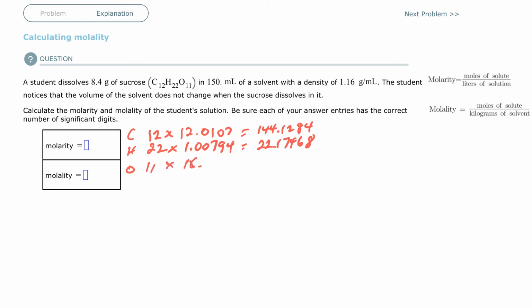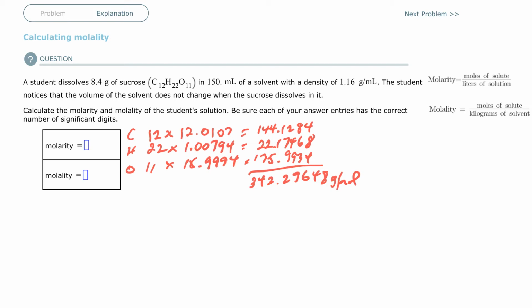And oxygen, I need 11. And it says it's 15.9994. That gives me 175.9934. Add those together, and I get 342.29648 grams per mole. Okay, so that's how much it weighs for 1 mole of it.